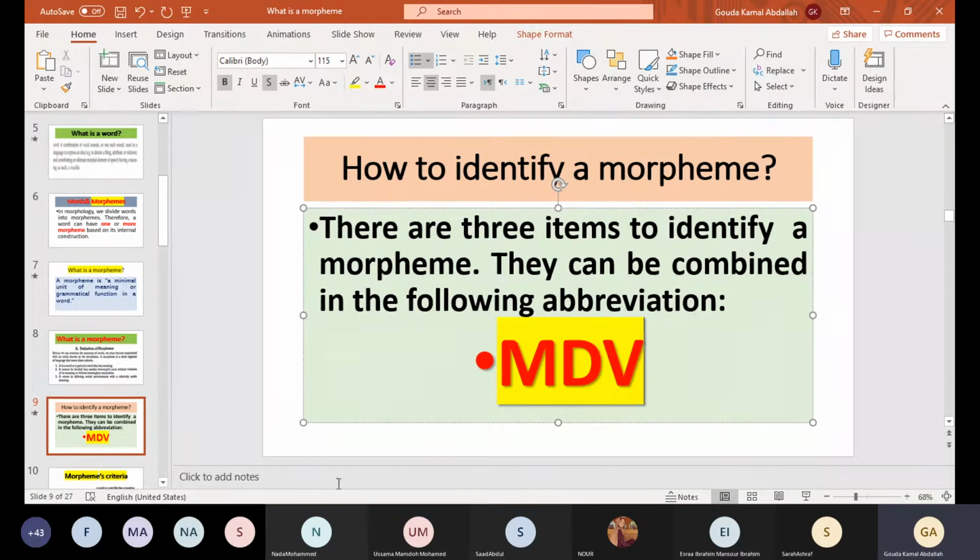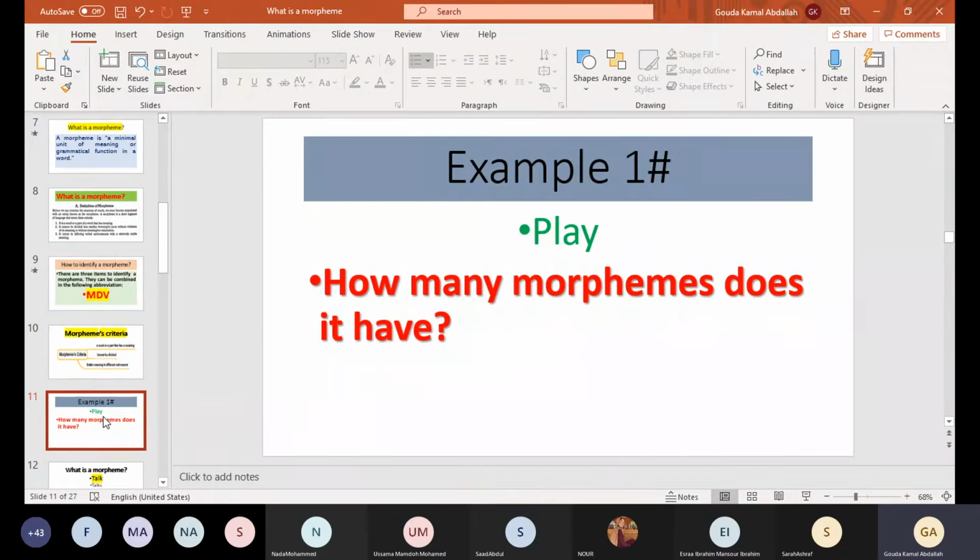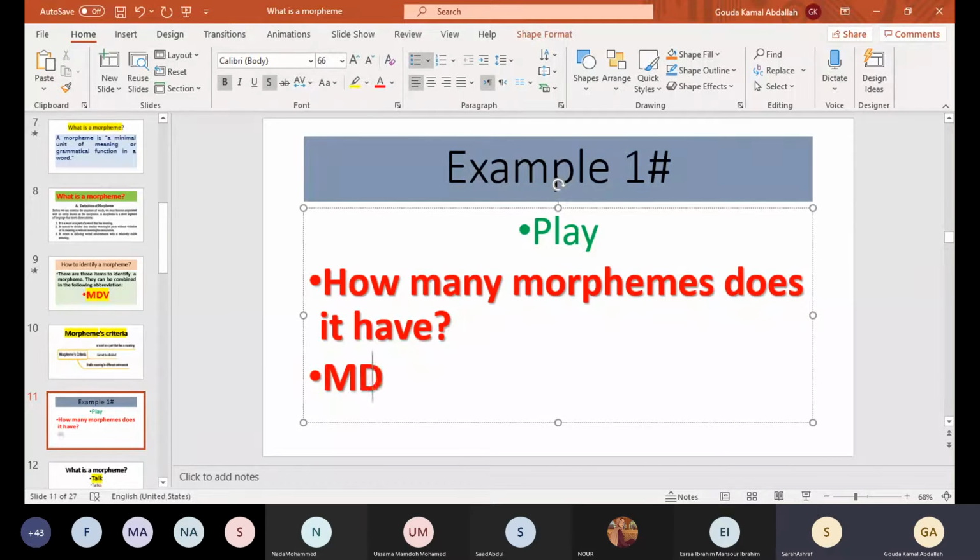Okay. So again, MDV. A morpheme criteria: a word or a part of the word that has a meaning. This is the M. And the D, it cannot be divided. And the V, it has the same, stable meaning in different verbal environments. Let's have an example. The word play, how many morphemes does it have? One morpheme. Why? We can't divide it into smaller meaningful units. Let's have the three conditions again.